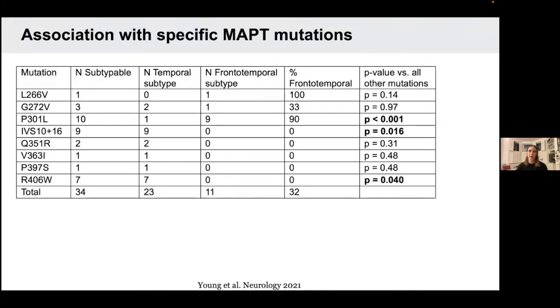We were then able to link the typical and the atypical atrophy pattern to particular mutations. In particular, we found that the typical temporal subtype was strongly associated with IVS10+16 and R406W mutations, where we had a one-to-one mapping between the IVS10+16 and R406W mutations and the temporal subtype.